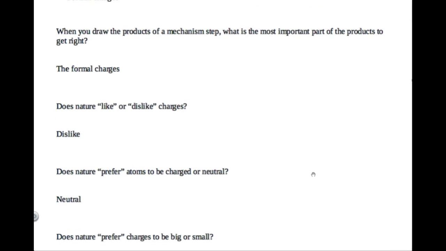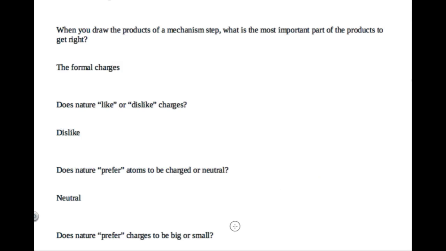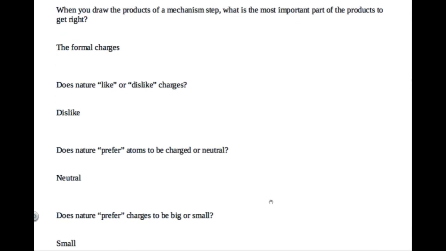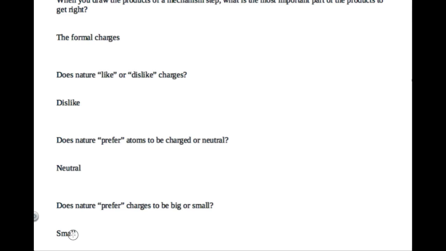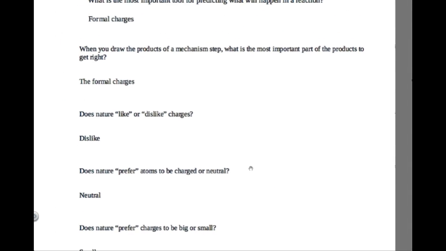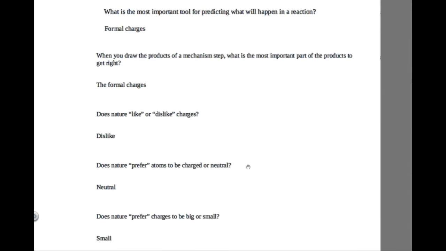Next question. Does nature prefer charges to be big or small? Answer. Nature prefers charges to be small because a smaller charge is closer to neutral. So again, if you see a formal charge on an atom, you can predict that what will happen in the reaction is that nature will try to reduce that formal charge down to neutral. It will almost never happen that the formal charge will get bigger on a particular atom. Nature almost never wants the formal charge on a particular atom to get bigger. Instead, nature wants to reduce the formal charge to be smaller, preferably to be neutral.